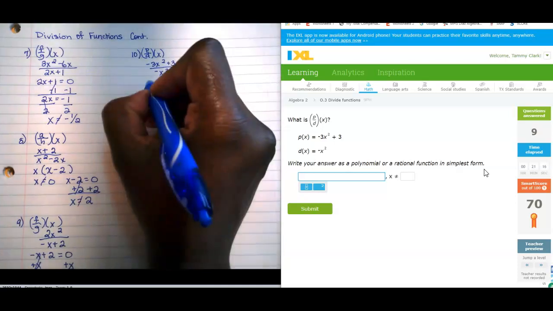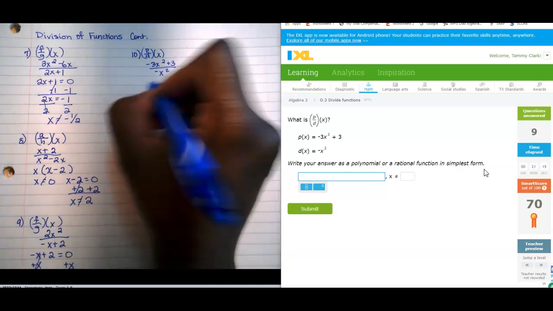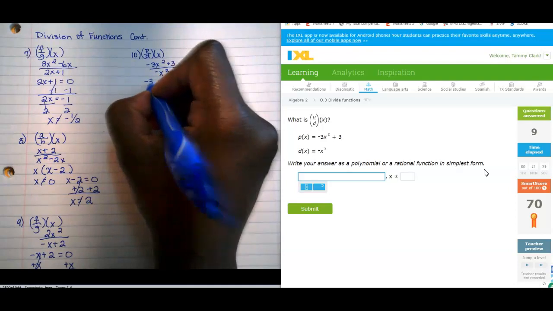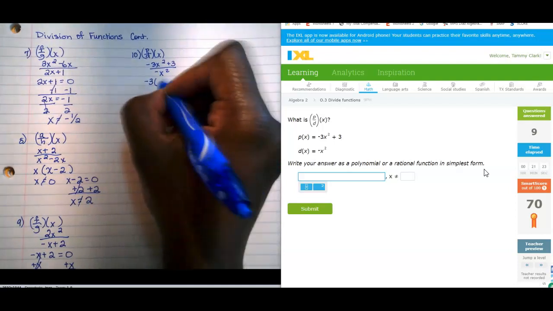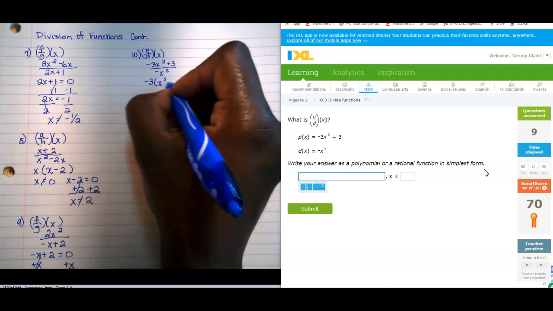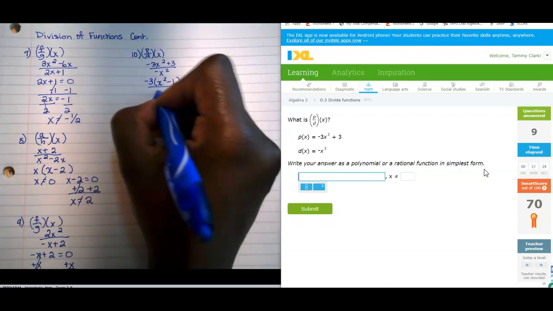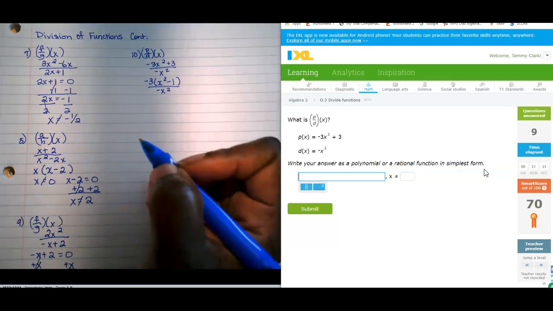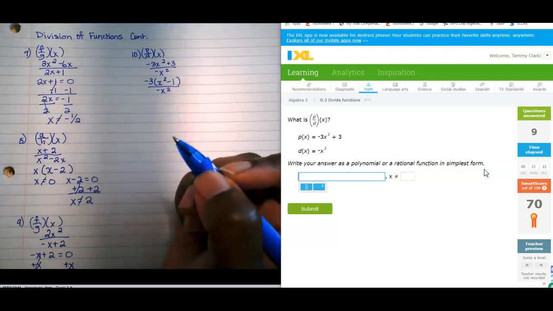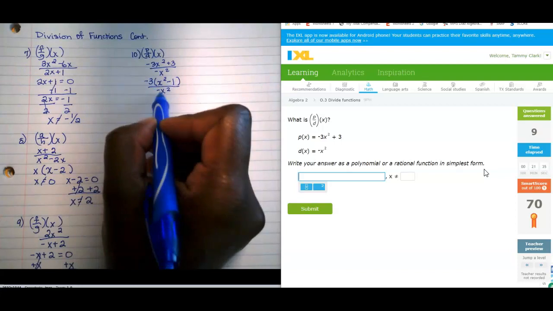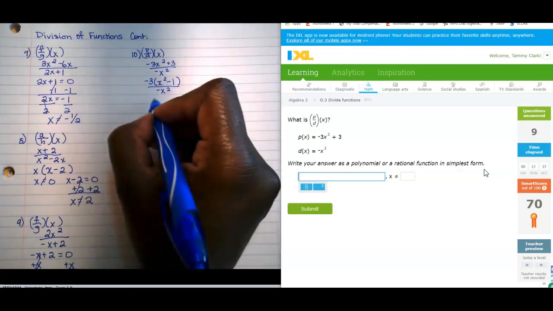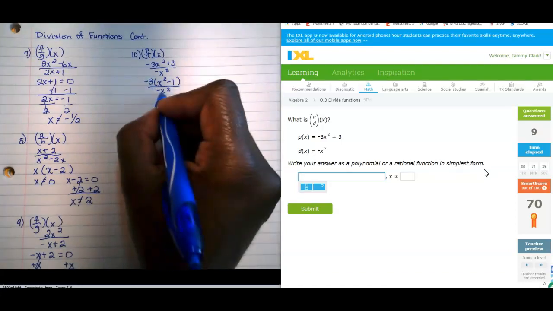So what we're going to do first is take out the GCF, which is negative 3. That leaves us with x squared minus 1, and then on the bottom we still have negative x squared. Well, still not simplified yet, because what we know is a negative divided by a negative is a positive. So these negatives will go away.